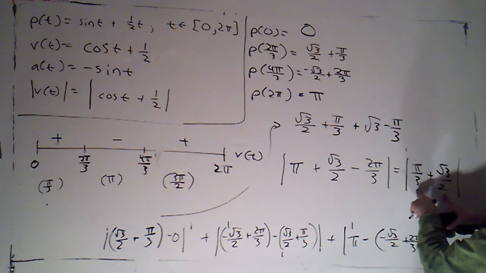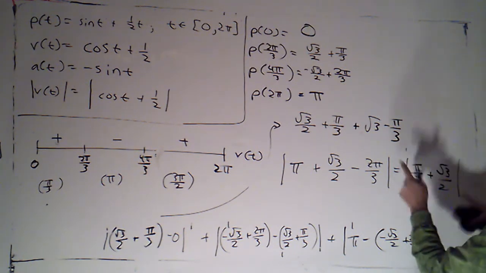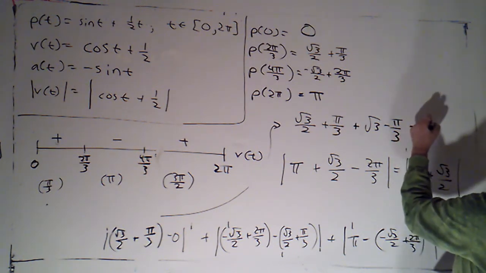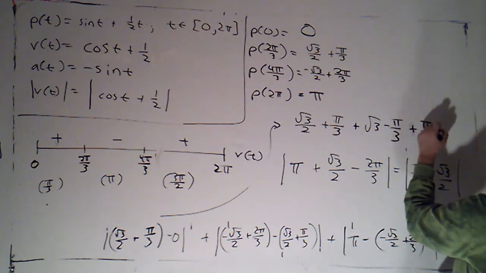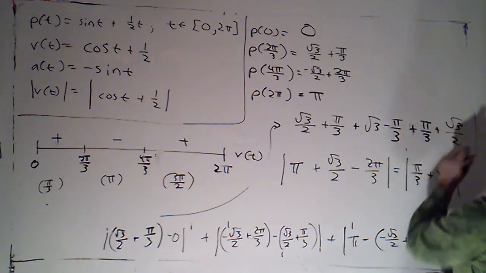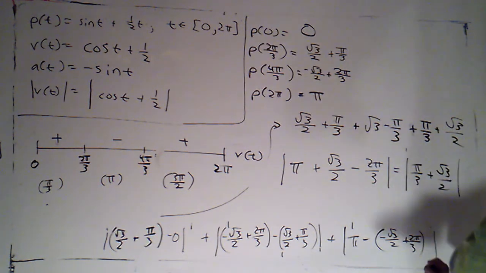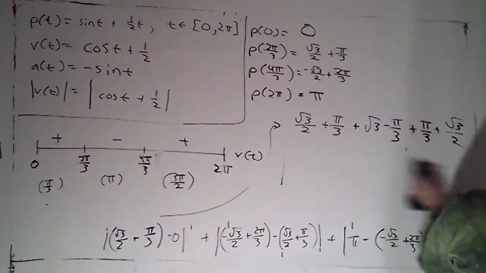These are both positive numbers added together. So when I take the absolute value, nothing changes. So we get pi over 3, oops, sorry, we're adding pi over 3 plus root 3 over 2. Oh my goodness, this is so exciting.